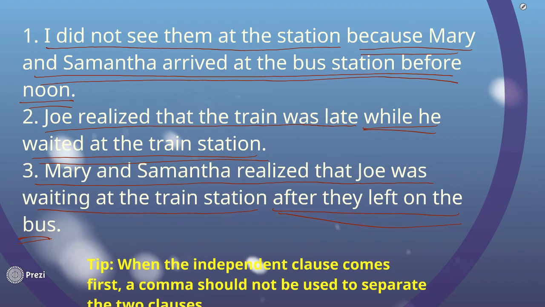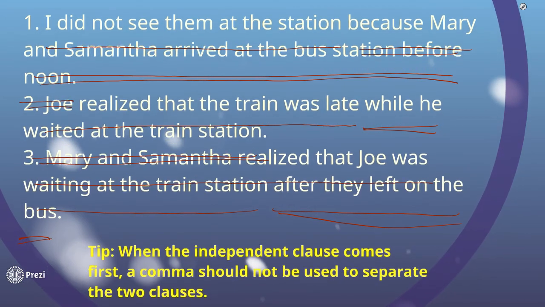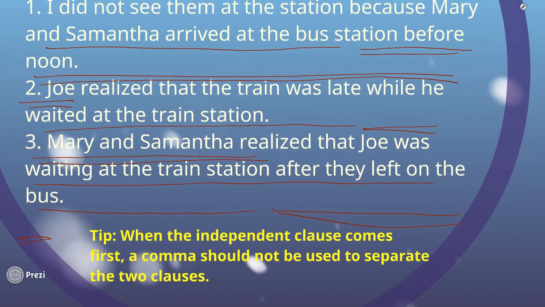Down at the bottom for the tip, it simply just says then when the independent clause comes first, a comma should not be used to separate, so you would just be writing in independent.